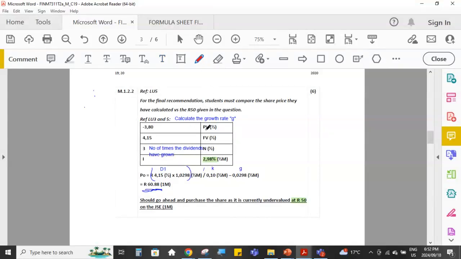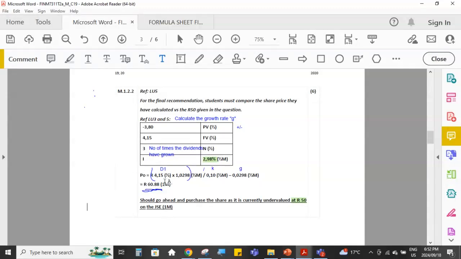So don't forget, always whenever you enter a present value into your financial calculator, you must enter it as a negative using that plus or minus button on your financial calculator. That little button that looks like that. And then comp I 2.98. So we've calculated here that the growth rate is 2.98. So now we can calculate D1.